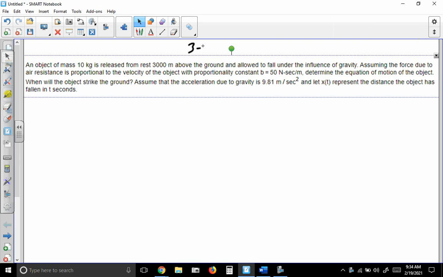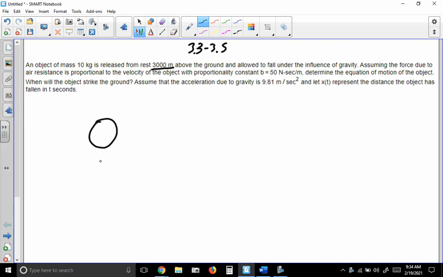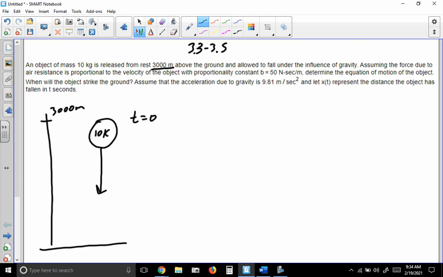So for the homework 3.3 through 3.5, let's take a look at an example or two. Here we have a problem where we have a mass that is being released from a height. It's being released from rest, and it's allowed to fall under the influence of gravity. So here we have an object. It's falling. When time equals 0, it's 3,000 meters above the ground. The object is 10 kilograms.